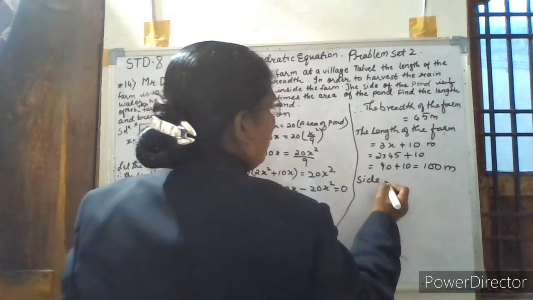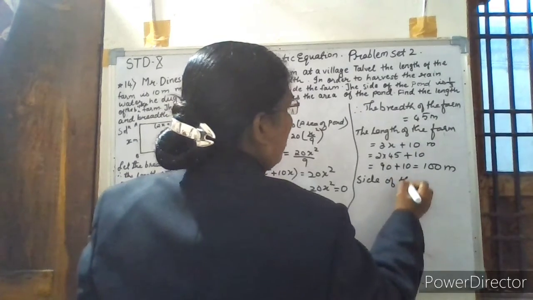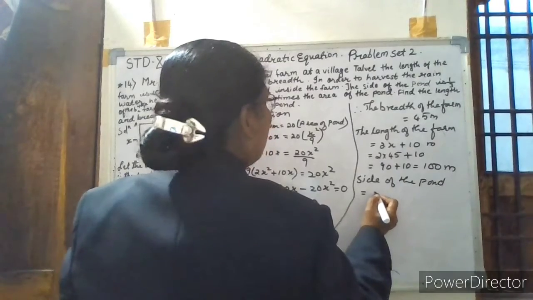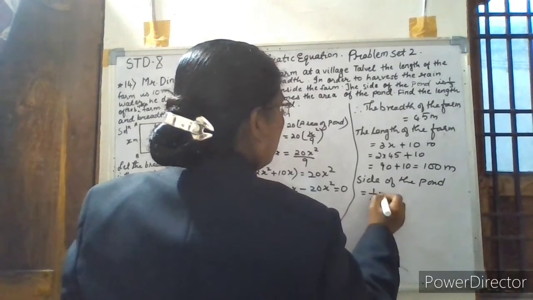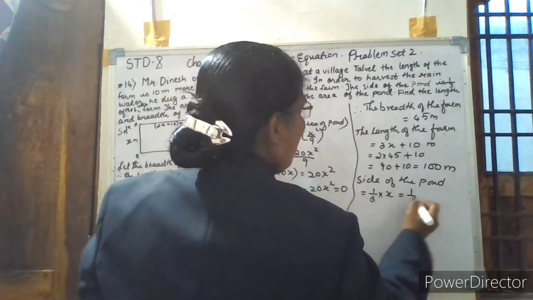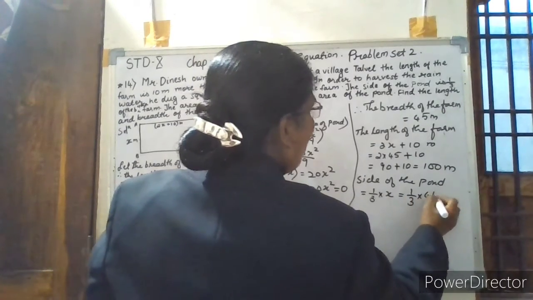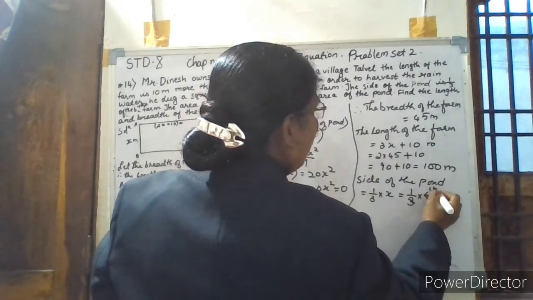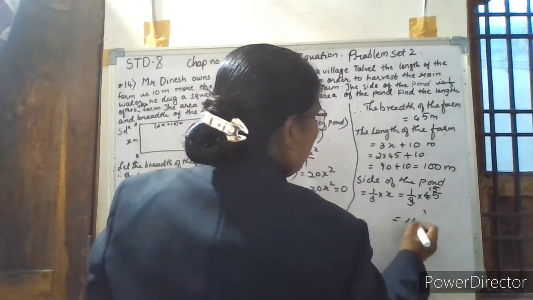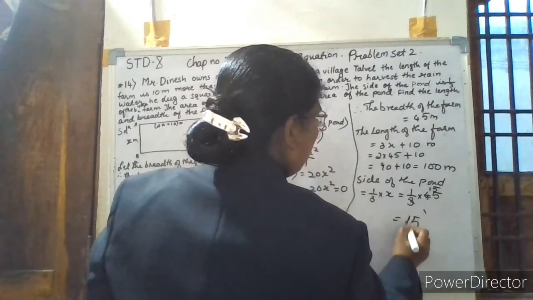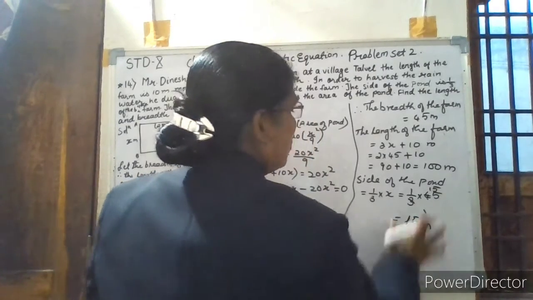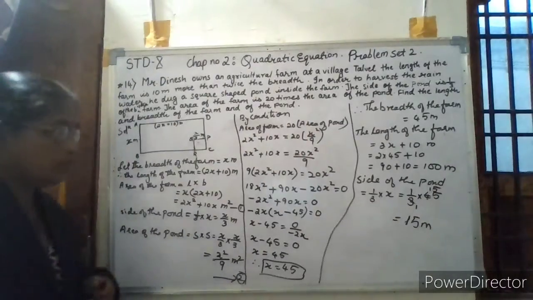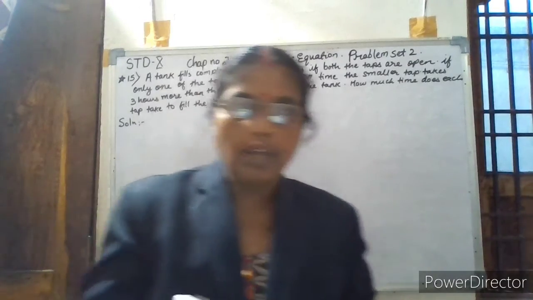Now we have to find out the side of the pond. That is equal to 1/3 of x. 1/3 of the x value, that is equal to 1/3 into 45. 3 ones are 3, carry 1, 3 fives are 15. So that is equal to 15 meters. So this is the solution of the question, the last question of this chapter.